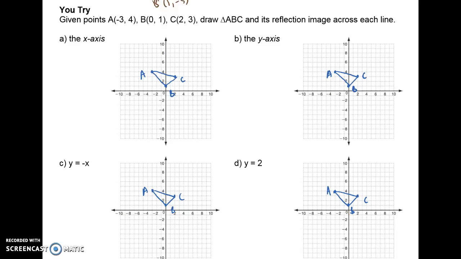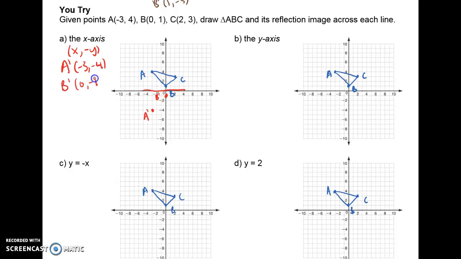So for example, if I'm doing the x-axis reflection, I know that rule is (x, -y), right? This keeps the x and the opposite of y. So A prime, using the rule, should be at the point (-3, -4), right? So I know I'm going to plot my A prime right down here. You could also count and flip. So if you see how we're going across the x-axis right here in red, I want to flip B down 1, and again 1 more. So B prime should be at the point (0, -1).